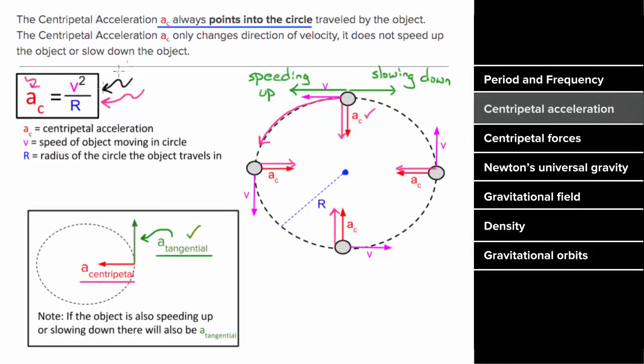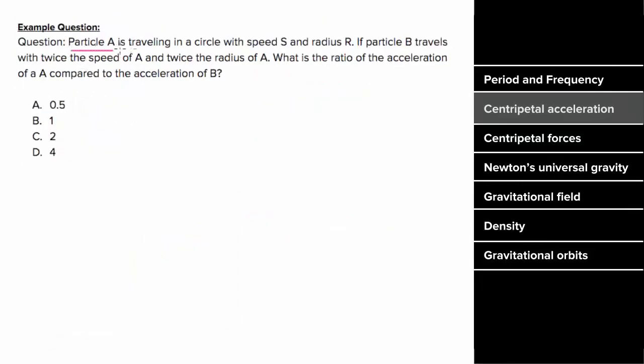So what's an example problem involving centripetal acceleration look like? Let's say particle A is traveling in a circle with a constant speed s and a radius r. If particle B is traveling in a circle with twice the speed of A and twice the radius of A, what's the ratio of the acceleration of particle A compared to particle B?